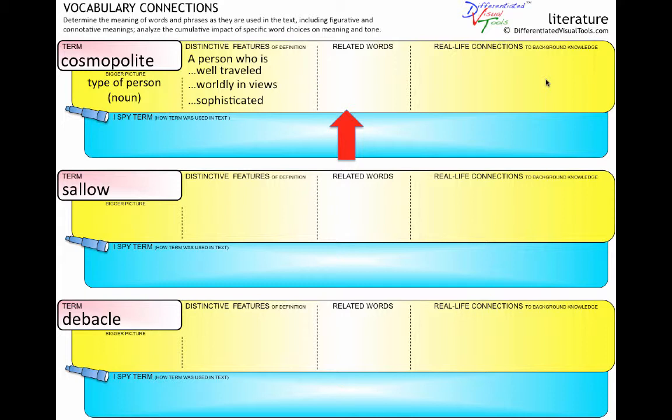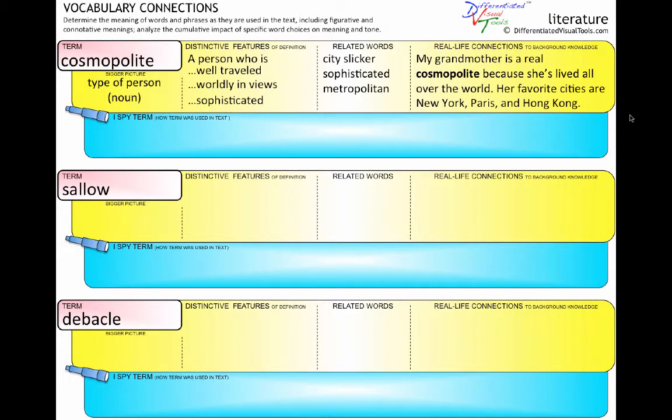The next component is related words. This can be synonyms, antonyms, or any other words that students think of that relate to cosmopolite in some way. For example, city slicker, sophisticated, or metropolitan are all words related to cosmopolite. Real-life connections are things from students' background knowledge or real-life experiences that they can make a connection with. For example, for cosmopolite: my grandmother is a real cosmopolite because she lived all over the world. Her favorite cities are New York, Paris, and Hong Kong.